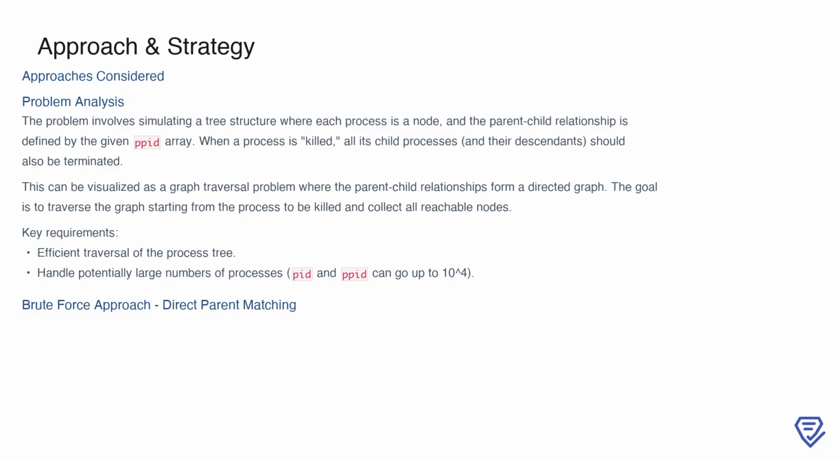Since the input size can be quite large, with up to 10,000 processes, efficiency is crucial. We need an approach that allows us to traverse the tree quickly and avoid redundant computations. Initially, we might consider a brute force approach where we directly match parents to children by repeatedly scanning the PPID array, but this can quickly become inefficient for larger inputs.